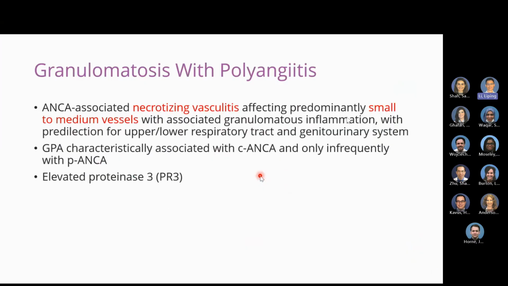Okay, the next one is Wegener disease, but right now we do not use that name. We use granulomatosis with polyangiitis. This is an ANCA-associated necrotizing vasculitis. In a human being, where we have small to medium-sized vessels, we can see these pathologic changes. The classic site is the nasal area, then the throat, and it can also be found in the lung and the kidney. The C-ANCA is elevated, that's proteinase 3 ANCA.